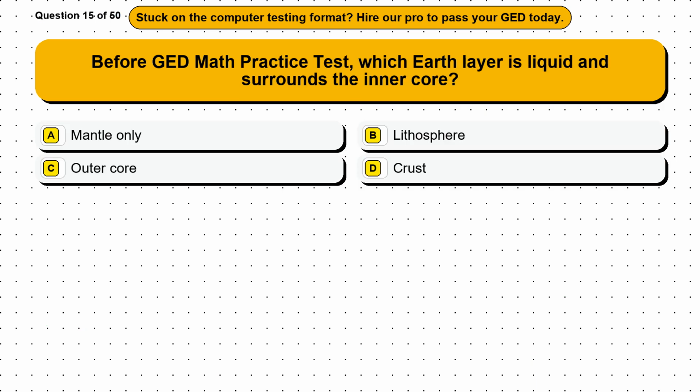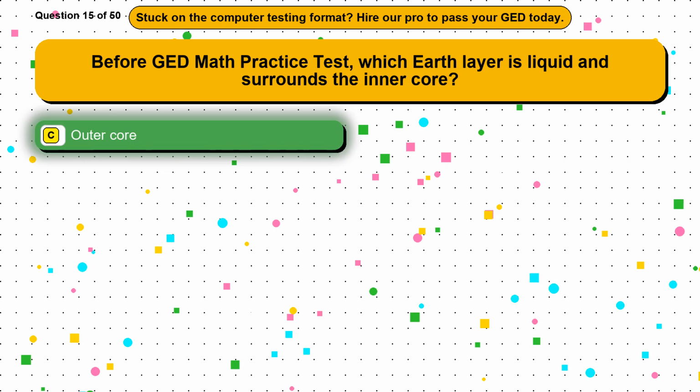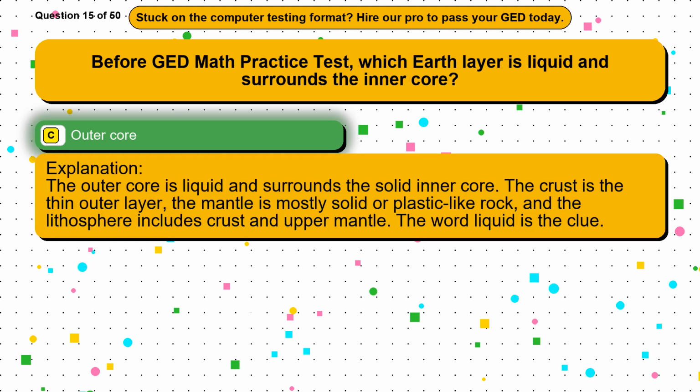Question 15. Before GED Math Practice Test, which earth layer is liquid and surrounds the inner core? Option A mantle only. Option B lithosphere. Option C outer core. Option D crust. The correct answer is option C. Outer core. The outer core is liquid and surrounds the solid inner core. The crust is the thin outer layer, the mantle is mostly solid or plastic like rock, and the lithosphere includes crust and upper mantle. The word liquid is the clue.